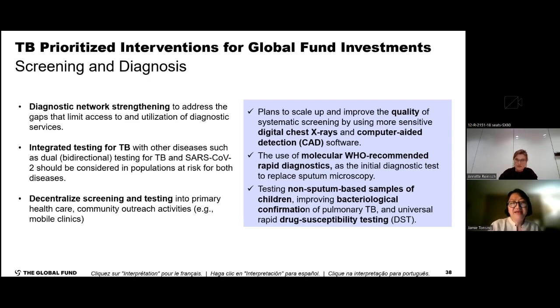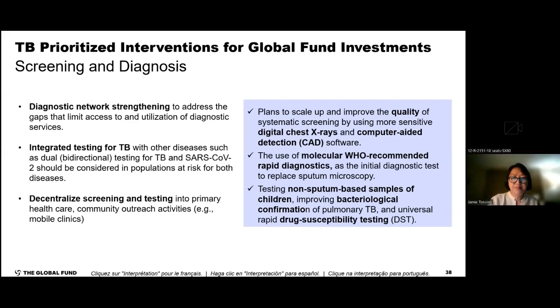On the right-hand side, in the boxes in blue are the components more on the commodity sides and the new product sides that we want to invest in. And these are also all part of the program essentials for TB that Celeste referred to earlier. So for example, we want use of digital chest X-rays and computer-aided detection software. This is because this is much more sensitive than screening people with TB using symptom screen, and we have good technologies that are WHO recommended now. So how can we scale that up more?